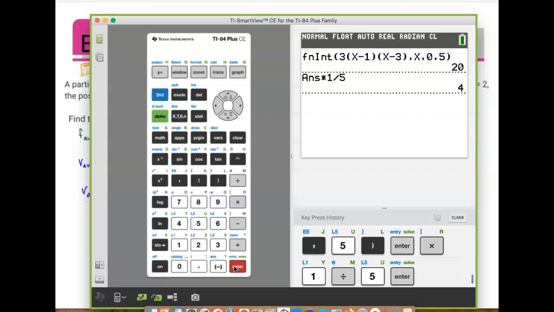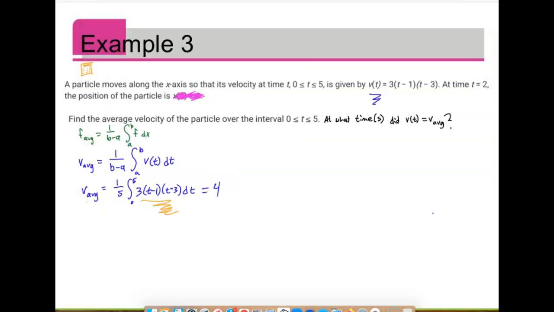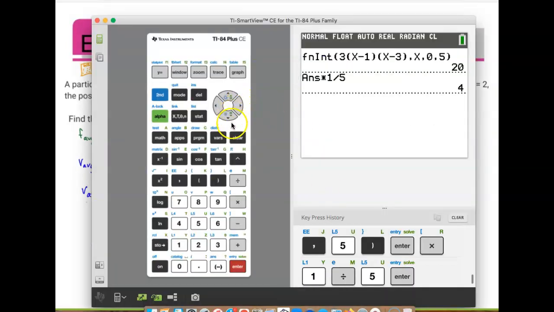All right, so I want to know when now. Let me pull back up my slide here. So this is my average velocity. I want to know now at what t is v of t equal to 4. And so again, we'll solve that in the calculator. I'm going to plug v of t into y1. I'll plug 4 into y2. And then I'll use my calculator to find where they intersect.